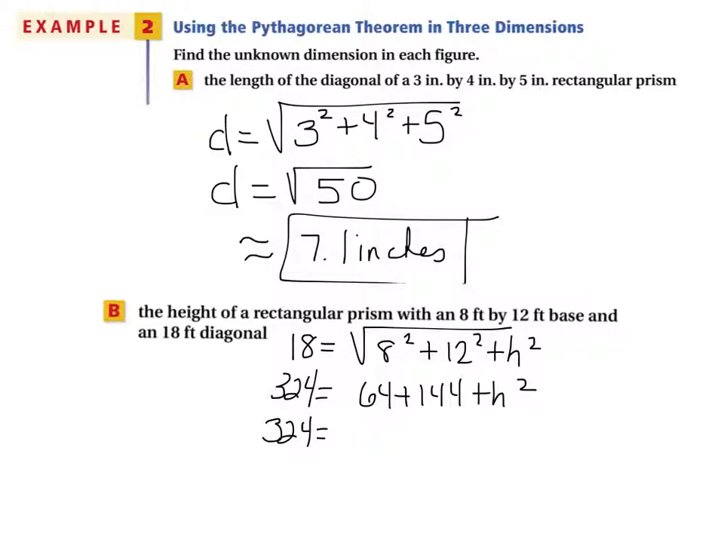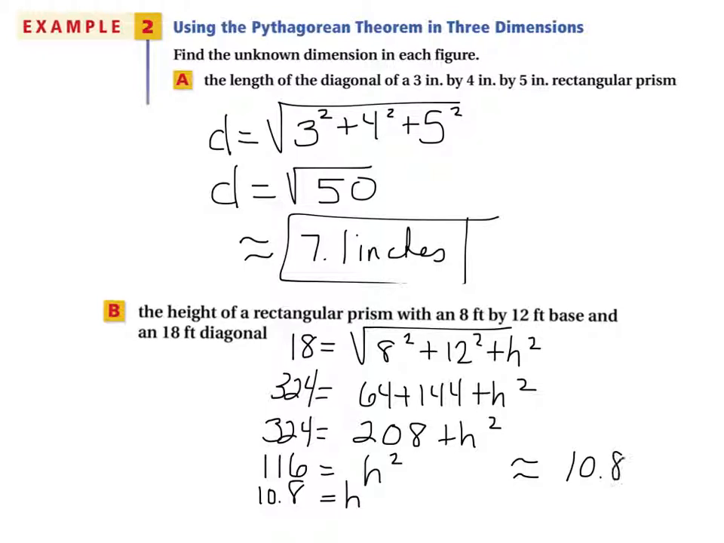324 equals, well, the sum of 64 and 144 is 208. I subtract 208. That gives me h squared equals 116. And if I take the square root of 116, that gives me approximately 10.8 feet as the height of the rectangular prism.